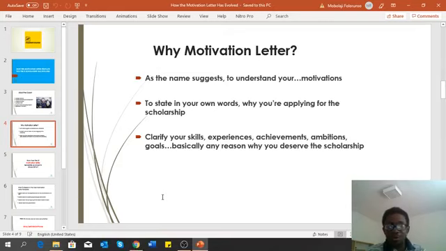So it's not just about writing about your achievements and your ambitions. You need to know how to write it to satisfy the objectives of the scholarship. So that's just why they need a motivation letter from you.